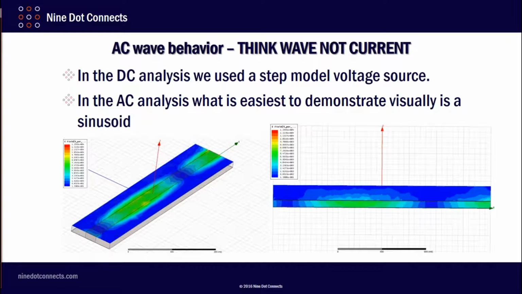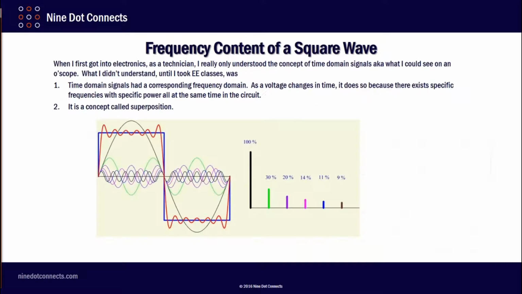Now, this AC analysis is going to be easy to demonstrate visually using a sinusoid. So that's why you can see that there is somewhat of a sinusoidal pattern to this. But to understand AC analysis and its effect on high-speed digital design, we have to talk about a square wave. And in doing that, we're going to have to talk about the frequency content specifically.